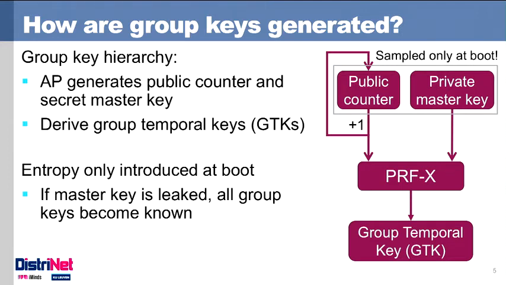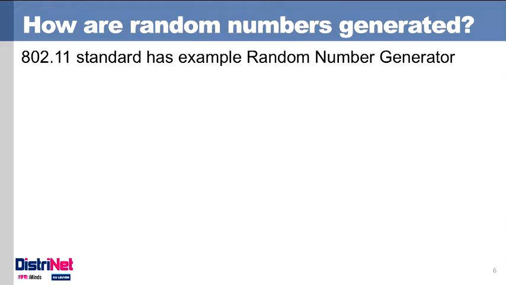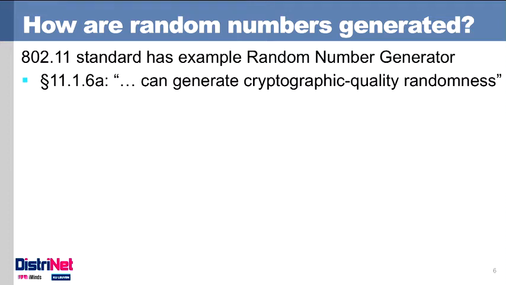Now, interestingly, the 802.11 standard, so Wi-Fi, contains an example random number generator. When you are reading the specification itself, there are references in the text that state if you need cryptographic quality randomness, then you can implement the random number generator that is contained in the appendix of the standard. So if you read that line, it sounds good. I mean, you have a random number generator. It's supposed to be cryptographic quality.